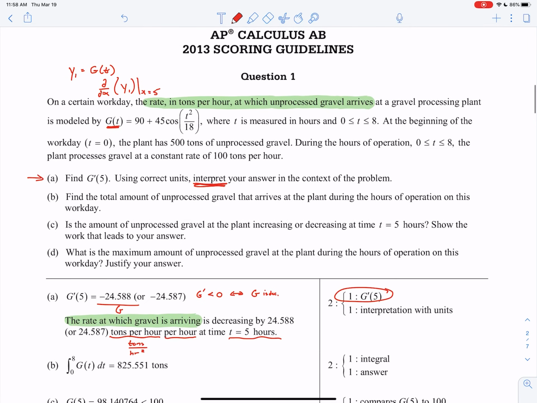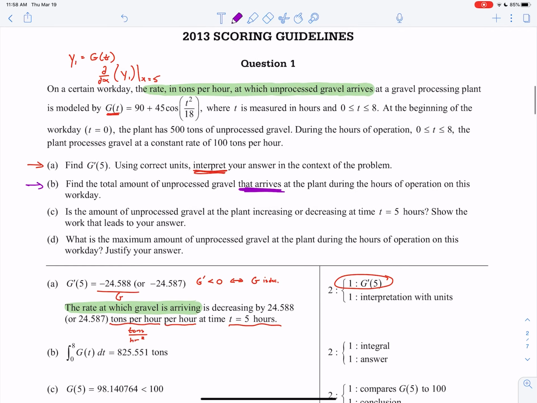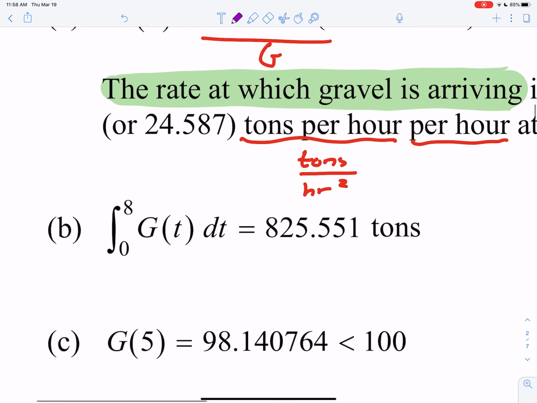Part B. Find the total amount of unprocessed gravel that arrives. So that's probably the key word there. During the hours of operation. So we have a function, g of t, that represents the rate at which unprocessed gravel is arriving. So all you have to do is get rid of the word rate. And the way that we do that is to integrate. So we just have to integrate g of t from the hours of operation. In this case, it's going to be from 0 to 8.